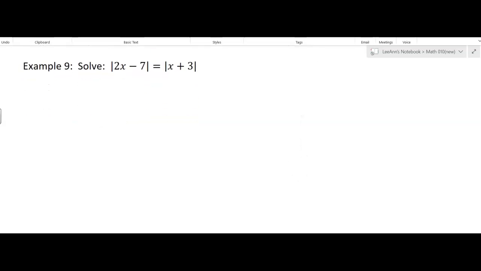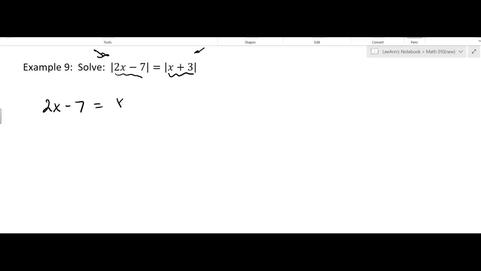So this is example 9. Well, it's my example 9, I guess. And you'll notice that there are 2 absolute value symbols. So there's one on the left, and there's one on the right. And in the homework, they had several examples of these kind of problems. So what we're going to do is make 2 cases. We're going to take the 2x minus 7 and say, well, that could just equal x plus 3. And if you took the absolute value of both of those, yeah, they would be equal to each other.